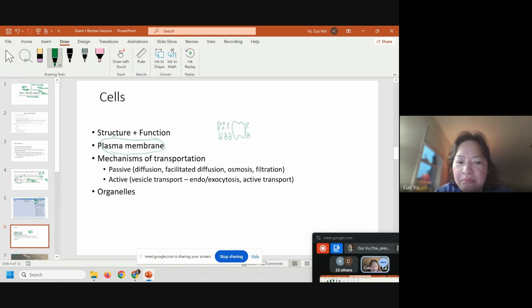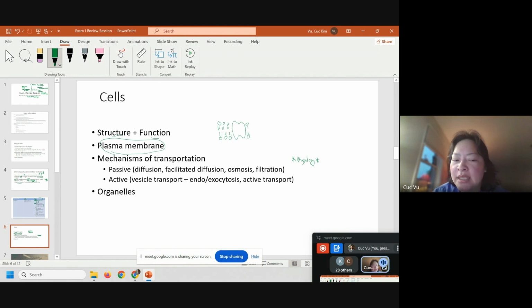Then mechanisms of transport. This one is a little bit of physiology, okay? So spend a little time on this one. What's the difference between passive and active? Then within passive, how is simple diffusion different from facilitated diffusion versus osmosis and filtration? Be able to define them and differentiate them. Then within active transport, there are two main types. There's vesicular transport, which includes endocytosis and exocytosis, and just pure active transport. How's that different from passive?